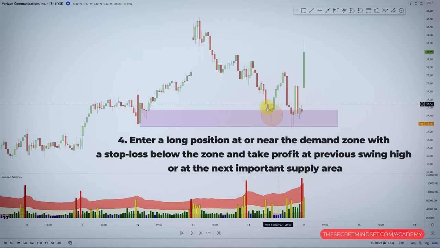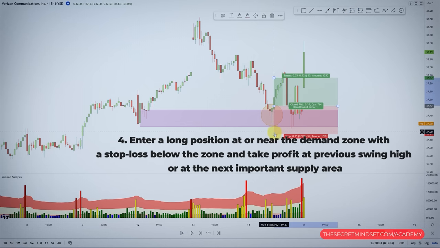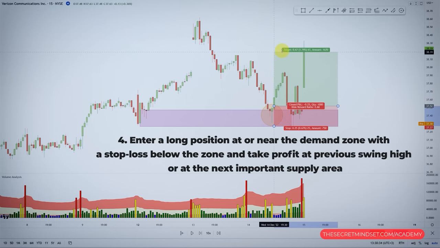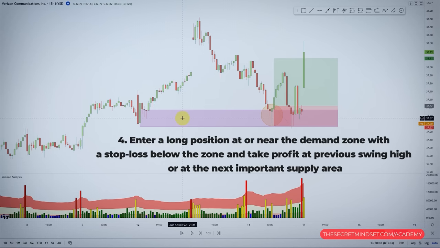You enter a long position at or near the demand zone with a stop loss below the zone, and you exit the position at or near a previous swing high, or at the next important supply area, or where smart money may initiate another liquidity run.